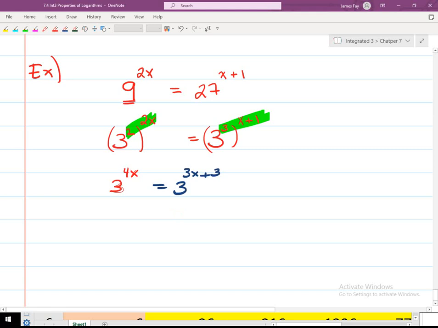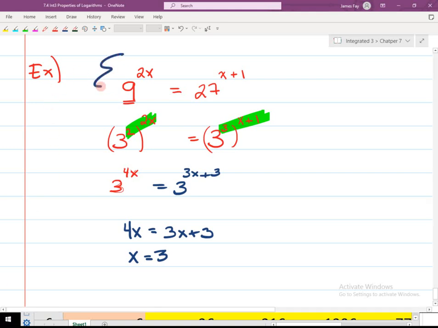Now, are the bases the same? Yep. So what can I do with the exponents? I can compare them through equality. So 4x equals 3x plus 3. So what's x going to be? X is going to be 3.